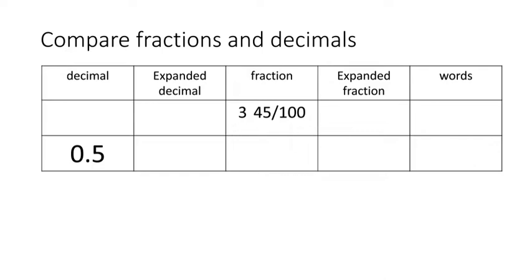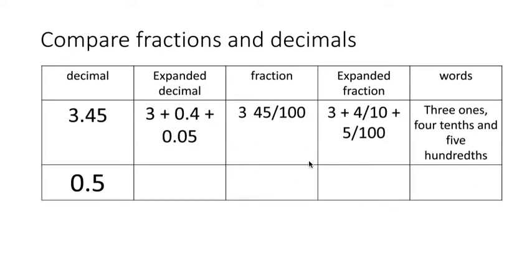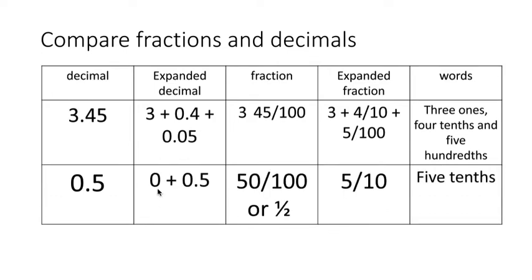Okay, let's look together. 3 wholes and 45 hundredths is the same as 3.45, or 3 plus 0.4 plus 0.05. 3 add 4 tenths add 5 hundredths, or 3 ones, 4 tenths and 5 hundredths. And 0.5 is the same as nothing add 0.5. You can't expand it any further. It's the same as 50 hundredths. Could change it to 5 tenths, but there's no way you can expand it further, and it is 5 tenths.